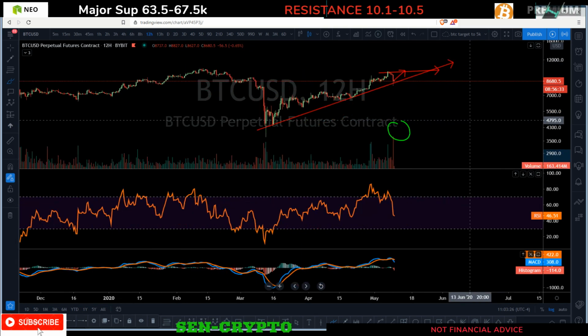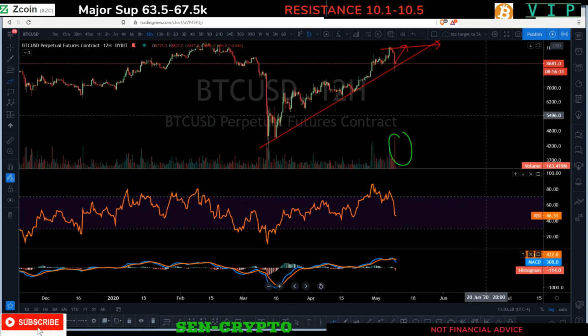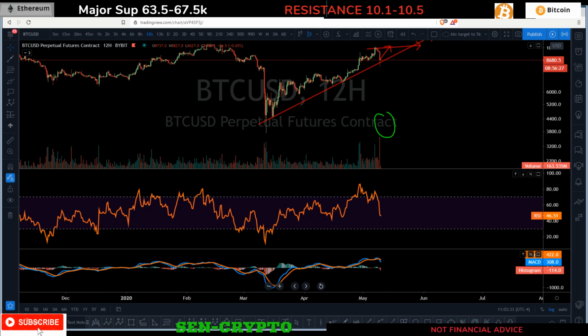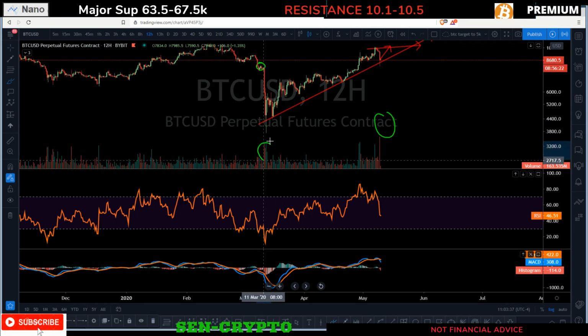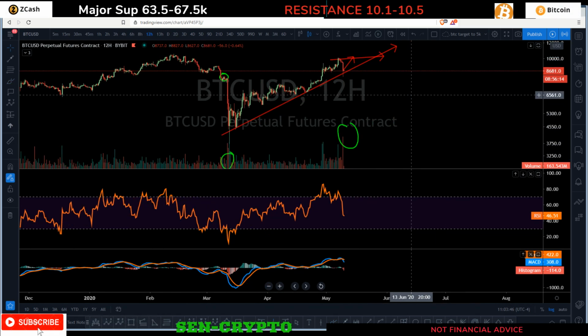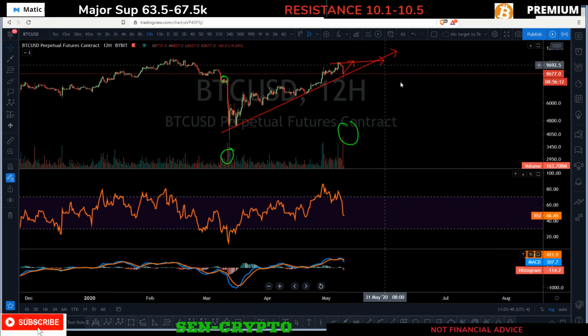Now we got a similar structure. As you can see, the capitulation we got from the 8K level down to 4K, the current volume is even bigger. It is even bigger. So it is a very, very strong statement, at least for the short term. So let's pay attention to our volume.